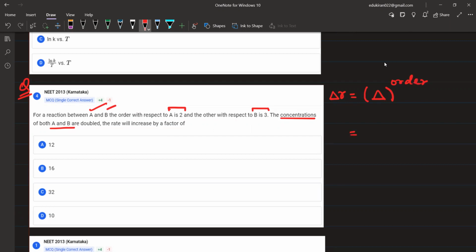चेंज हो रहा है सबसे पहले क्या, A को क्या कर रहे हैं, डबल कर रहे हैं, और उसका ऑर्डर कितना है, A का ऑर्डर है 2. और क्या कर रहे हैं, B को भी डबल कर रहे हैं, तो चेंज हो रहा है 2 to the power 3. So 2 square 4 और 2 to the power of 3 will be equal to 8. So 8 गुणा 4 का कितना हो जाएगा, 32. So the answer will be 32. ठीक है, तो इसको याद रख लीजिए.